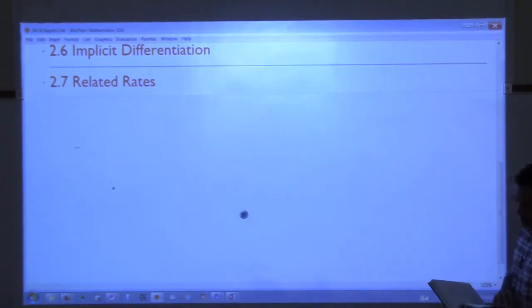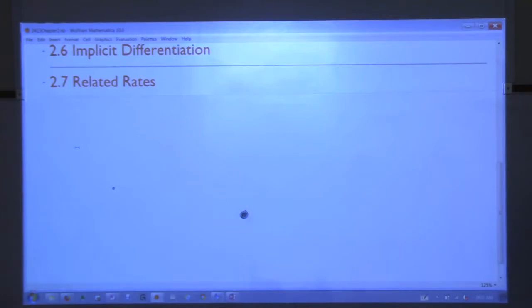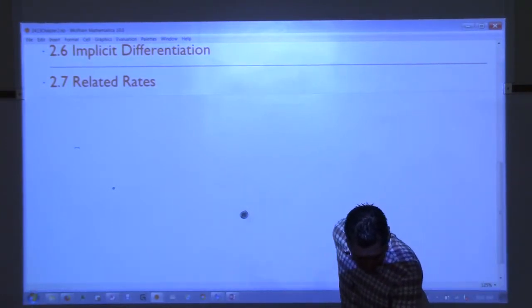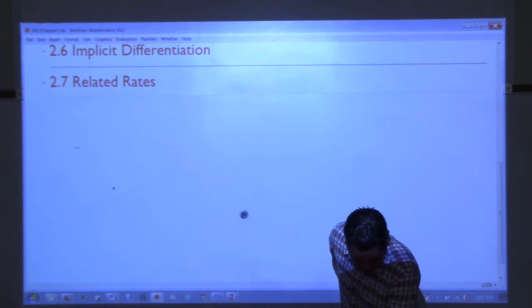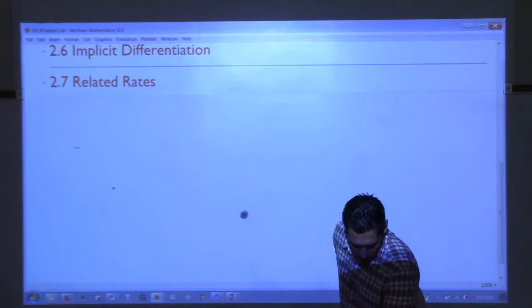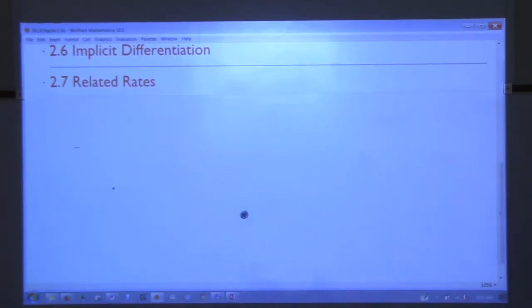Any issues or any questions I need to ask or answer? We're okay? All right. So let's try some more implicit differentiation. Looking through the homework problems here, I'm going to make up a problem that's kind of in line with what I think would be fair on a test.